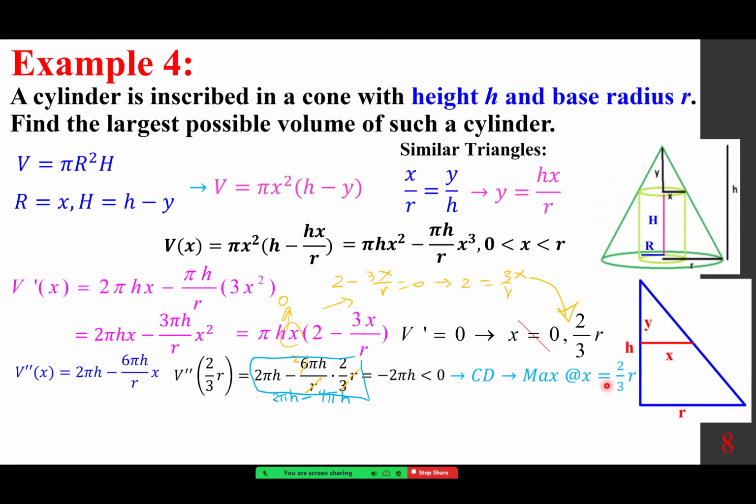So what makes this the maximum volume of a cylindrical shape when x is chosen to be 2/3 r? What is the maximum volume? We're going to plug it back into this formula, this formula, this formula, you name it. So if we go with this formula and we just replace the x, it's easier that way. So replace the x with 2/3 r.